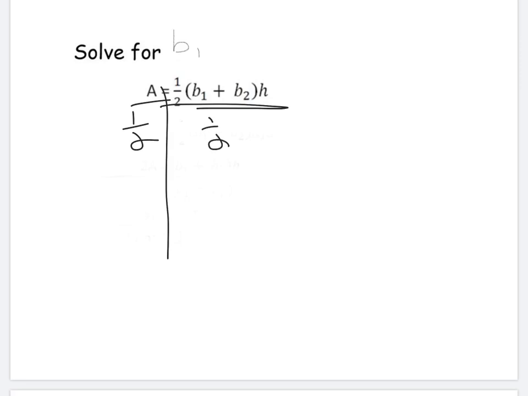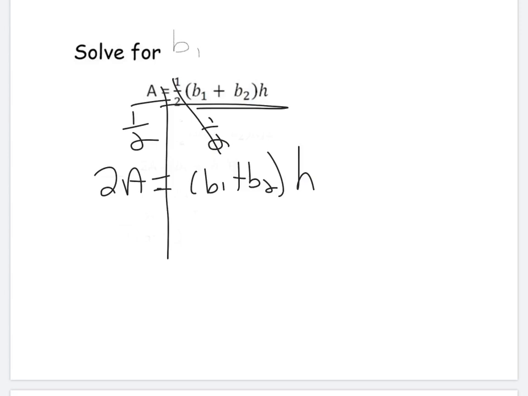As I explained on the previous slide, a divided by 1/2 turns into 2a. I have my equal sign. The 1/2s cancel each other out, and then I have base 1 plus base 2 in parentheses times the height. Okay? Now, the next term in there is base 1, but base 1 is grouped together with base 2 in parentheses, so I can't do anything with that yet because I cannot just take a number out of a parenthesis.